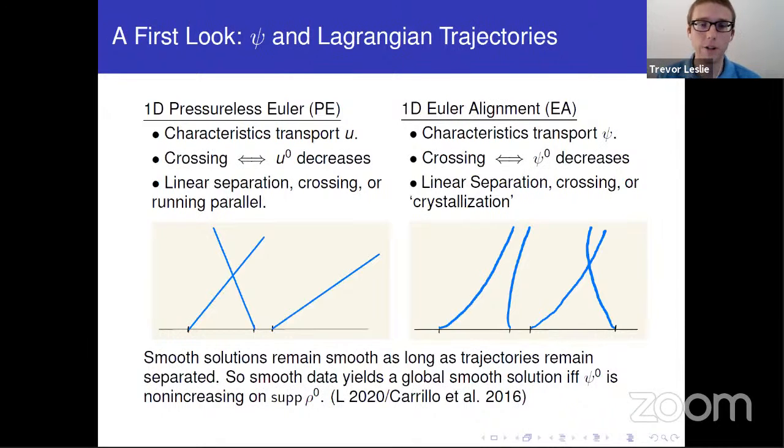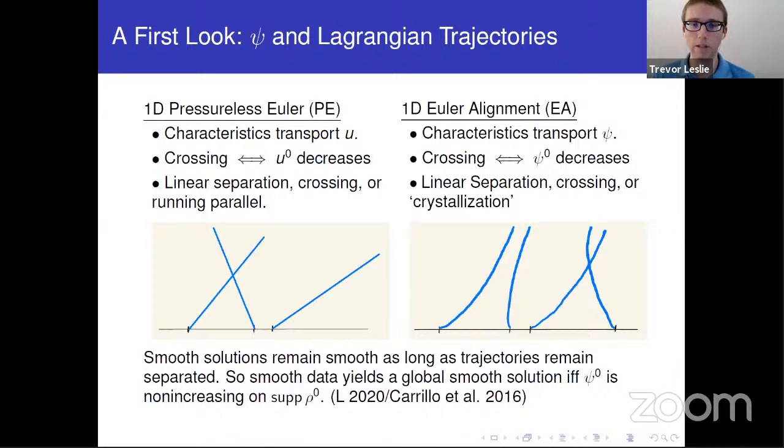If you look at the Lagrangian trajectories for the pressureless Euler system, you'll see that they're all straight line paths. The velocity is constant along each characteristic path, and these trajectories either separate linearly, run parallel for all time, or cross in finite time. And this last possibility occurs if and only if the velocity u naught decreases somewhere as you move from left to right.